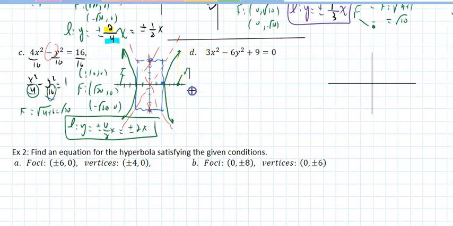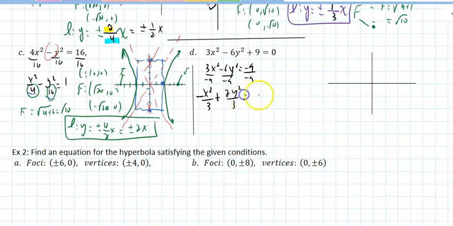And there it is. If I go to part D, 3x squared minus 6y squared equals negative 9. Divide by negative 9. X squared over 3, minus, plus, negative over negative. I'm going to write it in 2 steps. 2y squared over 3 equals 1. Or I'm going to say negative x squared over 3 minus y squared over 3 halves equals 1.